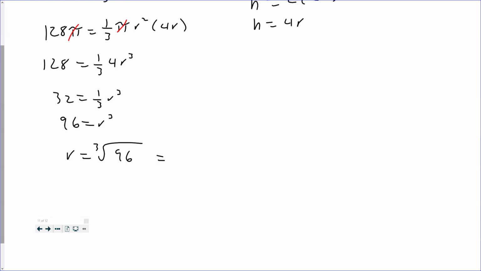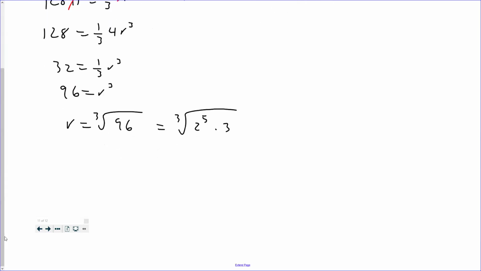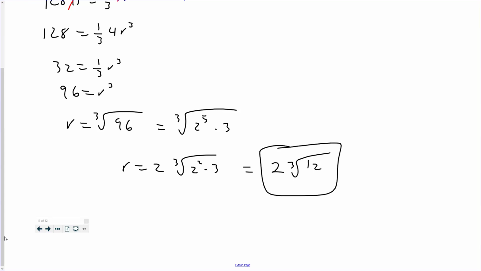Which is 2 to the 5th times 3. So that's the prime factorization of 96. So we can rewrite this by saying R is going to be, I can take out one group of 2. And I'm left with 2 squared times 3. Or we can say 2 times the cube root of 12. Make sense? Are you okay with this?